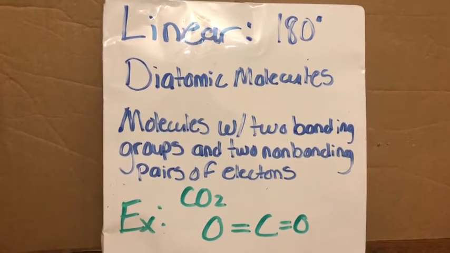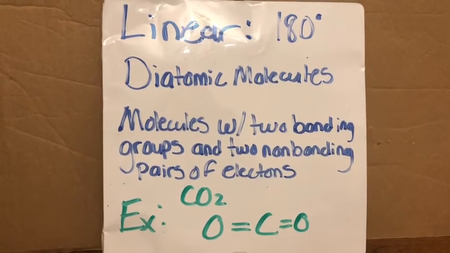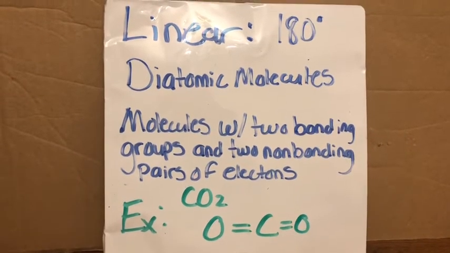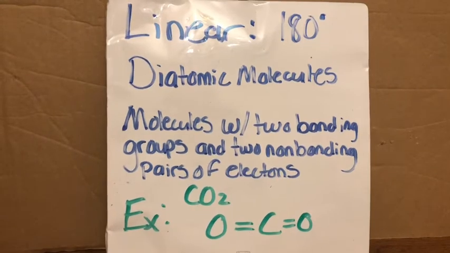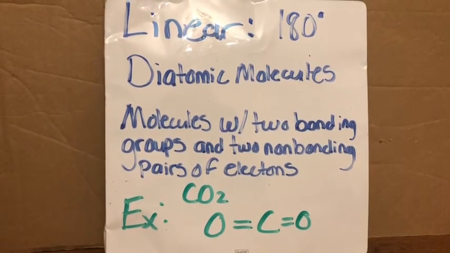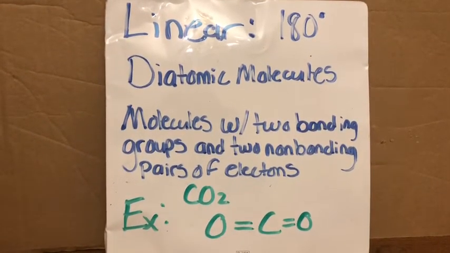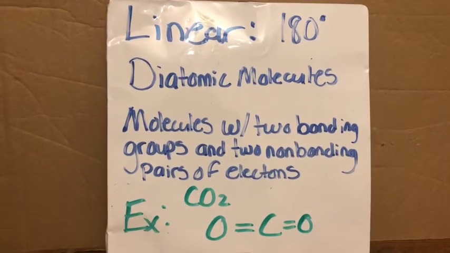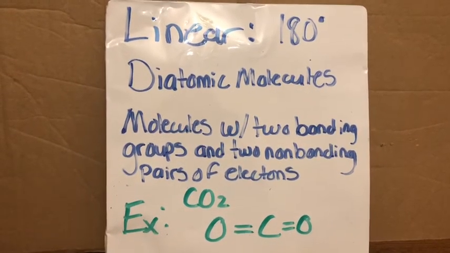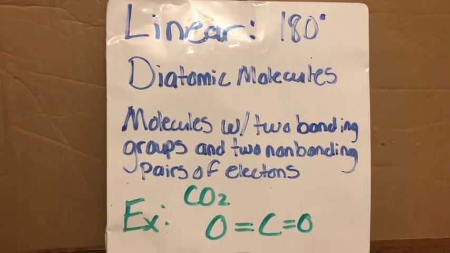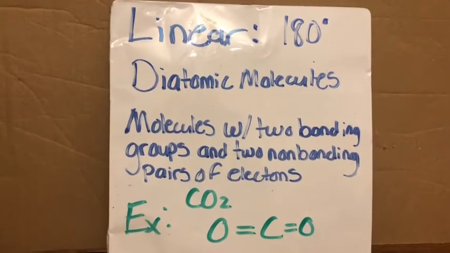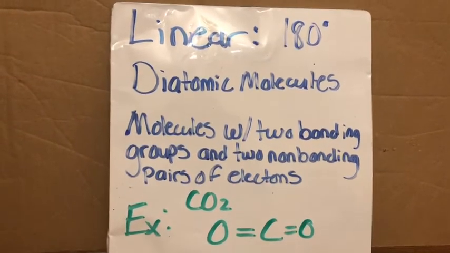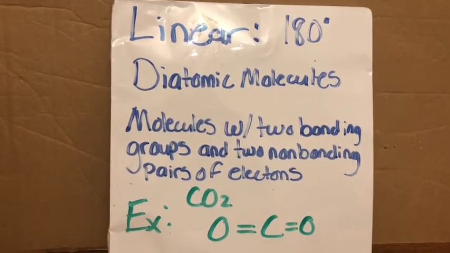Linear conformations have bond angles of 180 degrees, characterized by either diatomic molecules taking this form or molecules with 2 bonding groups and molecules with 2 non-bonding pairs of electrons. An example of a molecule with a linear conformation is carbon dioxide.